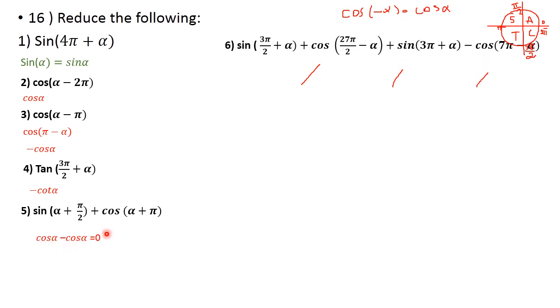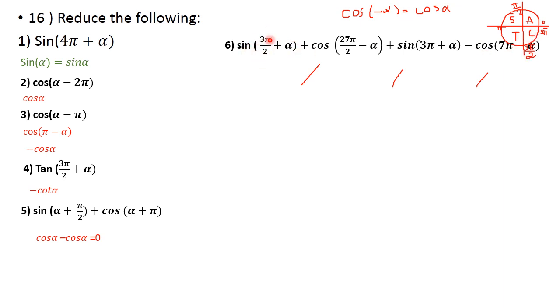Now let us go to number 6. And in number 6, what do we have? Sine 3 pi over 2 plus alpha, cosine 27 pi over 2 minus alpha, sine 3 pi plus alpha, minus cosine 7 pi minus alpha. I'm going to solve each one alone. The first one is very easy.